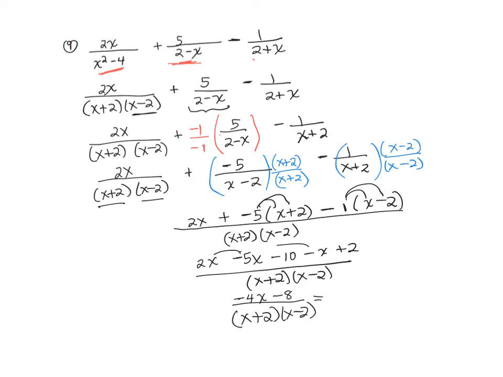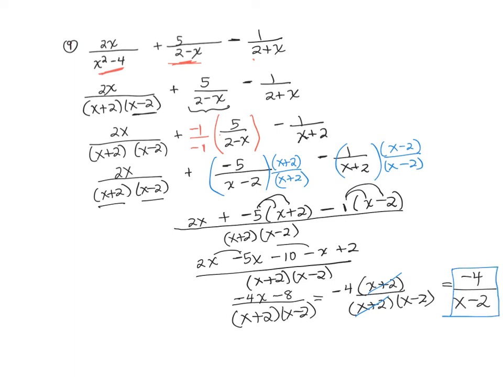This can be factored. We can factor out a negative 4 to get x plus 2 over x, and then the same denominator, and divide through the x plus 2's. So the final answer is negative 4 over x minus 2. And that's our answer in simplest form. We didn't write the restrictions for the others, but the restrictions are understood to be x cannot equal 2 or negative 2. And it would be fun to look at the graphs of these.